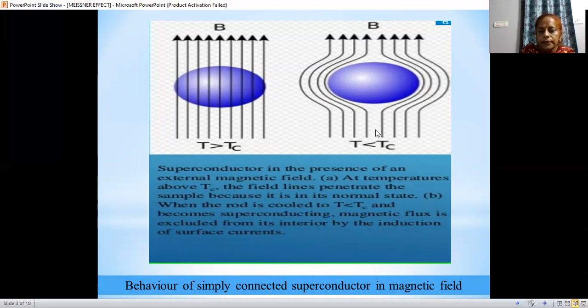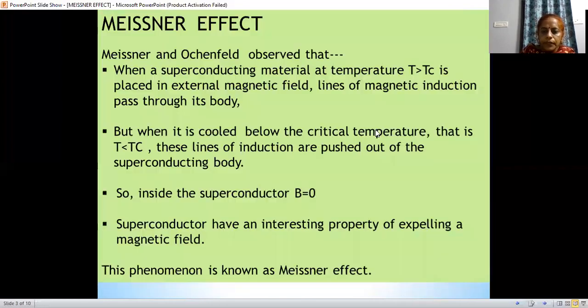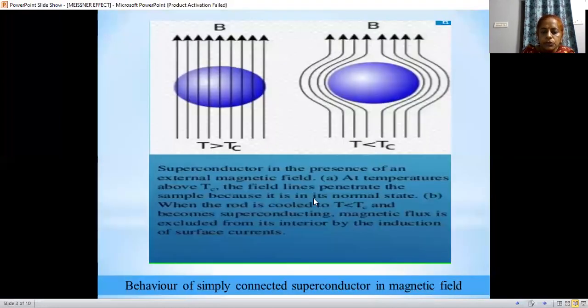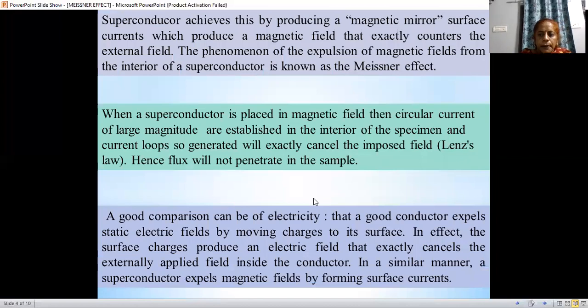This is a very interesting phenomena, and this phenomena of exclusion of magnetic field from the interior is termed as Meissner effect. That means inside the superconductor we have B equal to 0. So this phenomena in which B is 0 inside the superconductor is termed as Meissner effect.